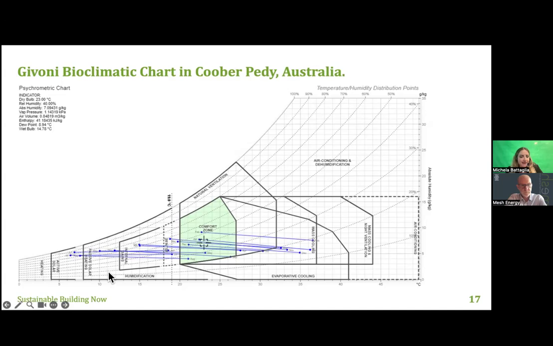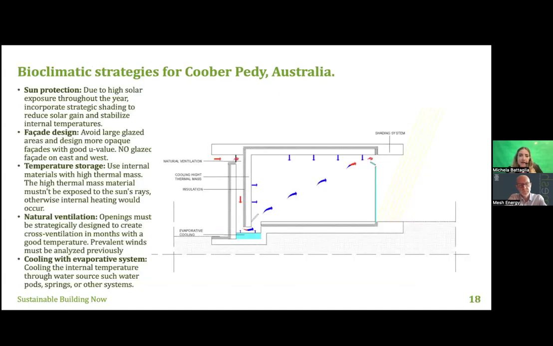While in winter, it's really important that the sun enters inside the building to be able to heat the interior. This is a strategy that can be implemented in arid climates such as Coober Pedy in Australia. Here, wind towers and evaporative cooling systems, high thermal mass, and shading systems can also be used.